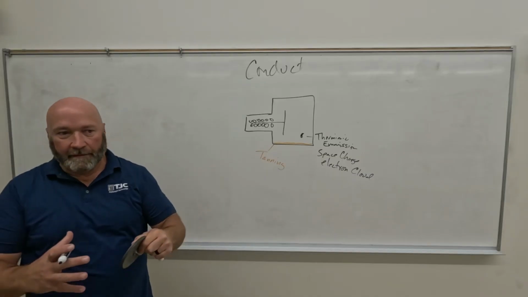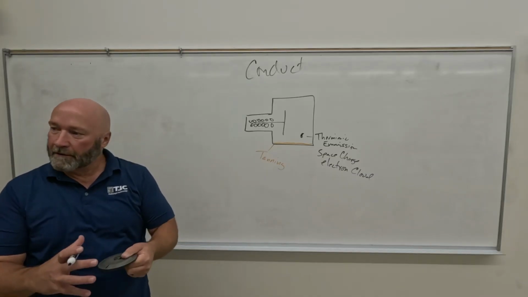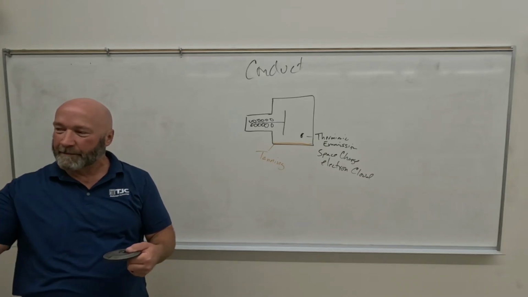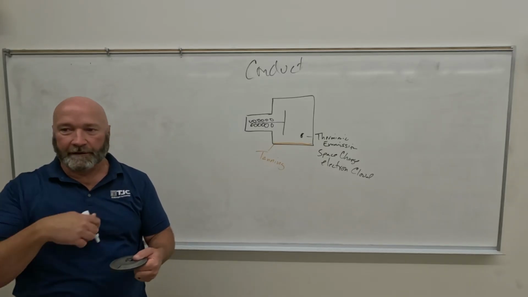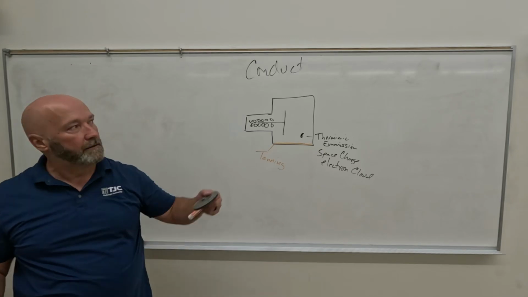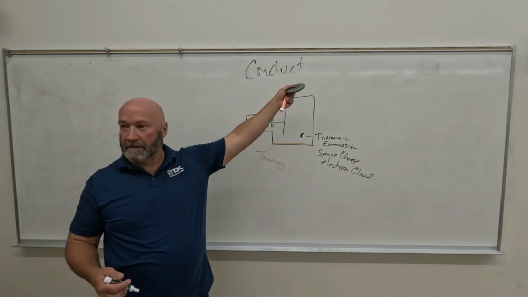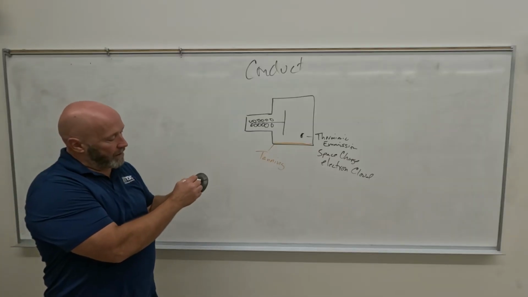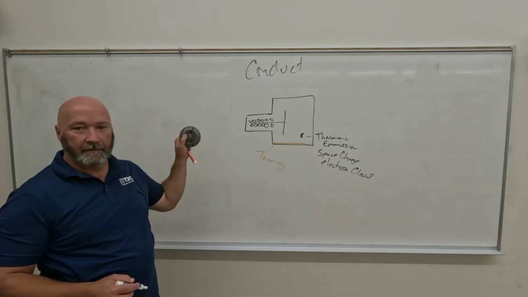So if I use that big cast iron skillet on a small burner, will I eventually be able to cook out on the periphery? Yeah. Why? Conduction. It's going to conduct, right? So the conduction is going to go all over the face of this thing, okay?